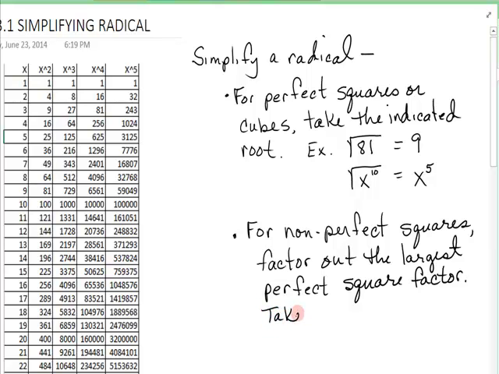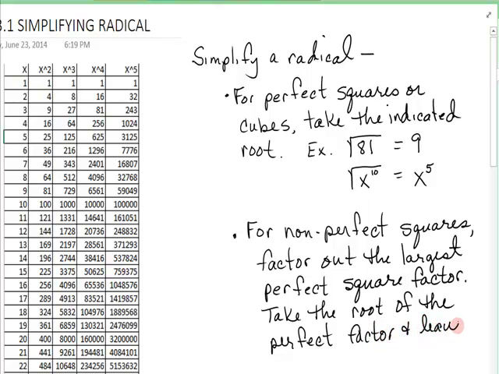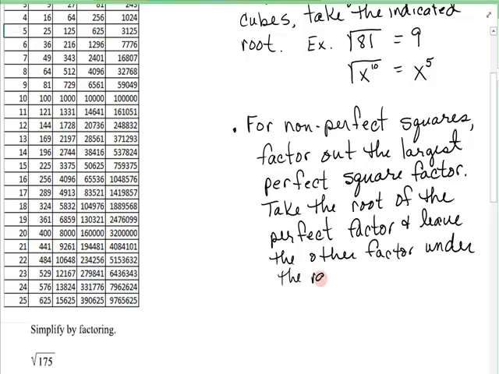Take the root of the perfect factor and leave the other factor under the radical.